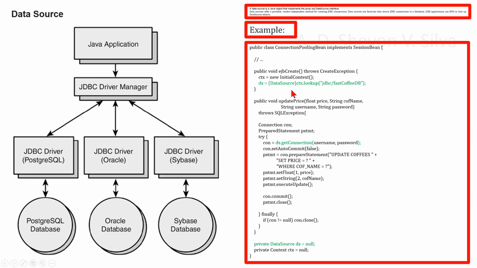Calling the method ds.getConnection produces the connection to the database. The getConnection method requires only the username and the password because the variable ds has the rest of the information necessary for establishing the connection with the database here.